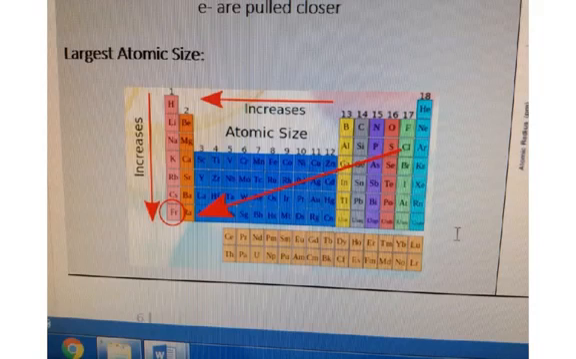So if you are decreasing as you go from left to right, you're going to be increasing when you go right to left. If you increase going down the family, francium is the largest. So how I tell my students to remember is AR, for atomic radius, is FR. Francium has the largest atomic radius. AR FR, AR FR.